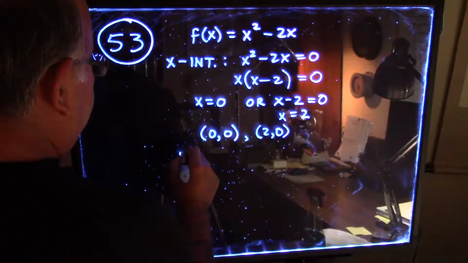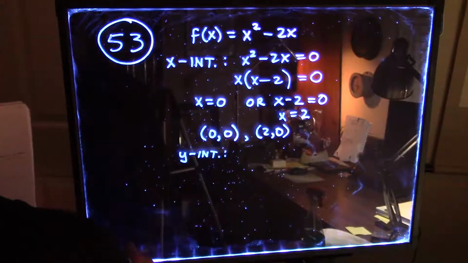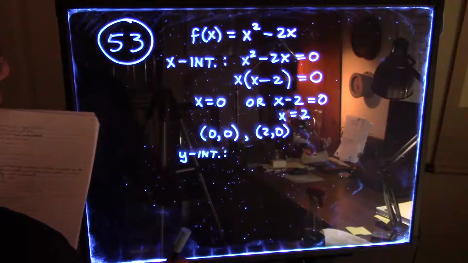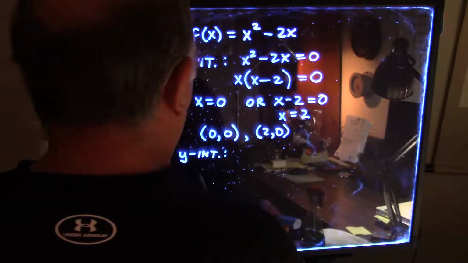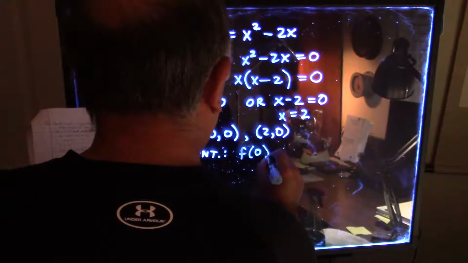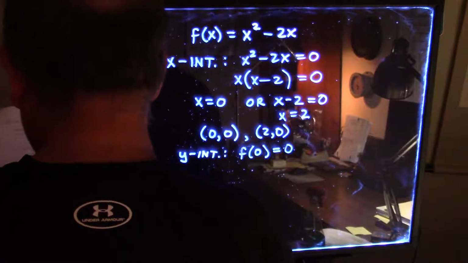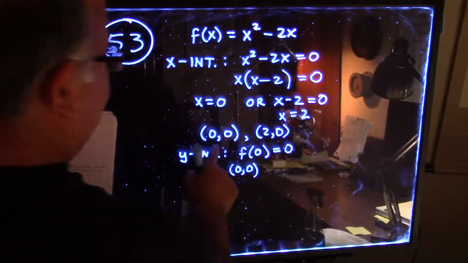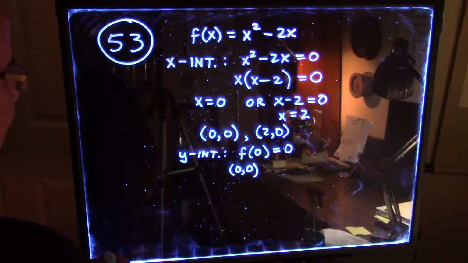And let's not forget the y-intercept, which is pretty easy to calculate, so we may as well do that. For the y-intercept, that's when x equals 0, right? It crosses or touches the y-axis, and all along the y-axis you have x equals 0. So just take f of 0 and plug it in: 0. So we have the point (0, 0), which also happens to be one of the x-intercepts. Okay, well, we've got the intercepts.